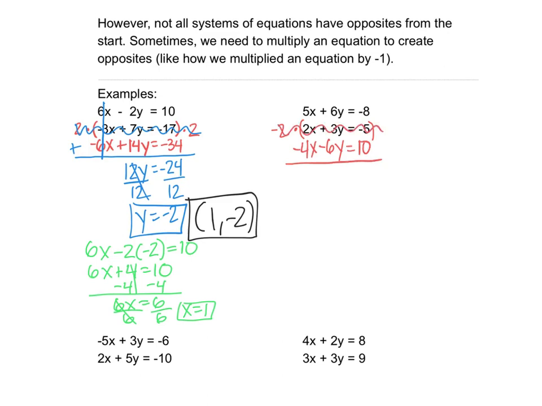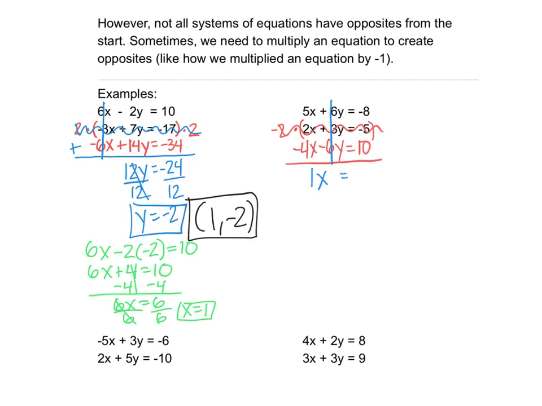And then I'll just go ahead and add these two equations. Positive 5 plus negative 4 is positive 1x. Positive 6y minus 6y cancel.